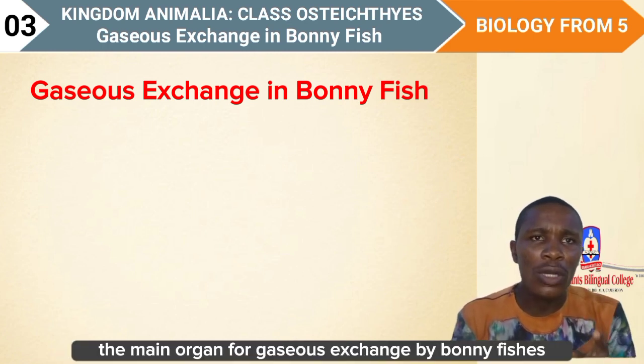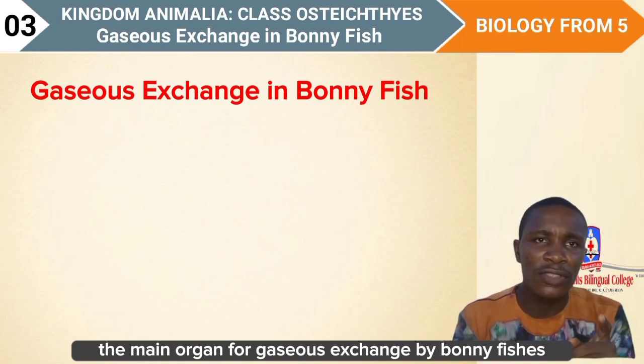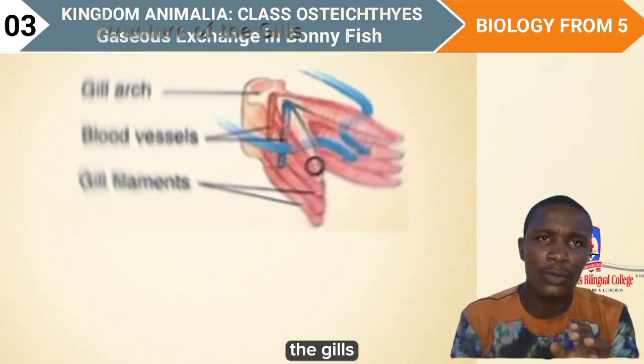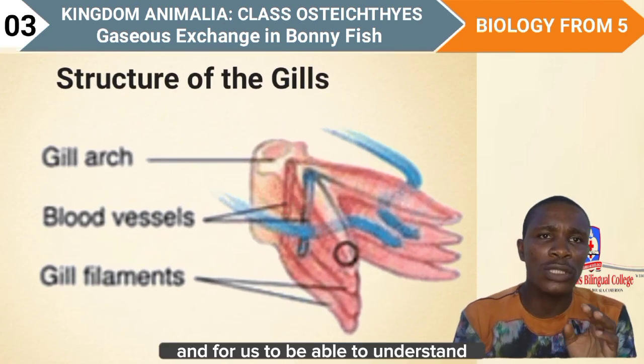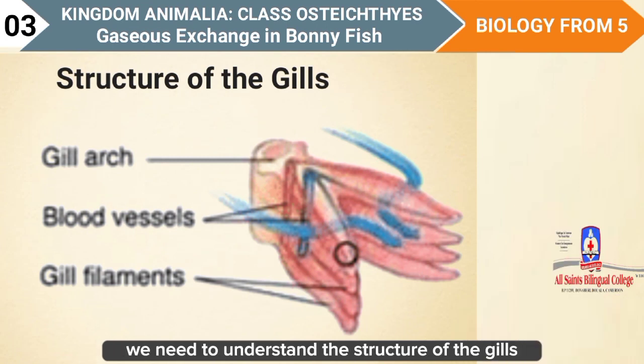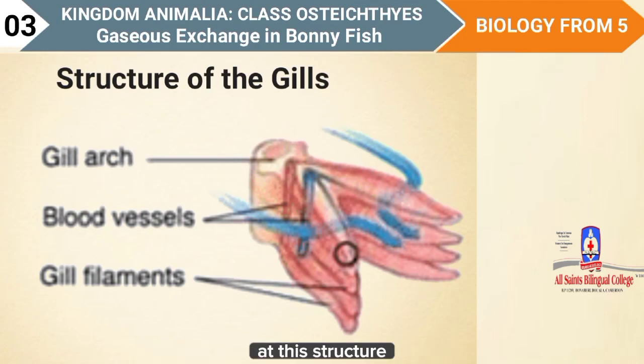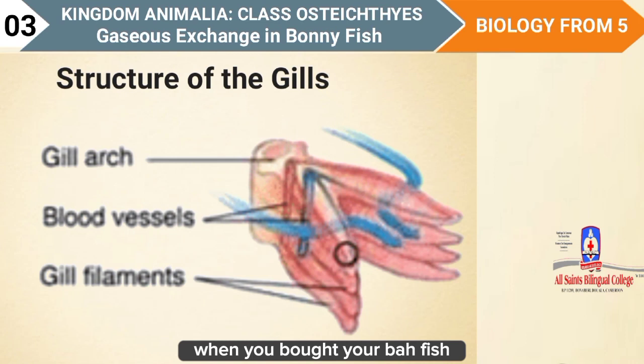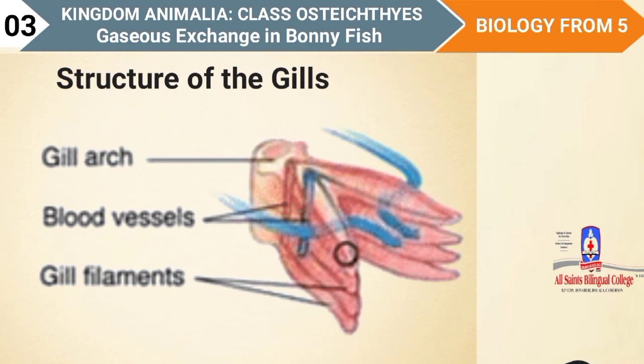Remember, the main organ for gaseous exchange by bony fishes is what we call the gills. For us to understand how they carry out gaseous exchange, we need to understand the structure of the gills. I believe most of you have already looked at this structure when you bought your fish and observed the gills. You discover that the gills are divided into two parts. The first part downward is a bony structure, while the part upward is hairy, like hairs.